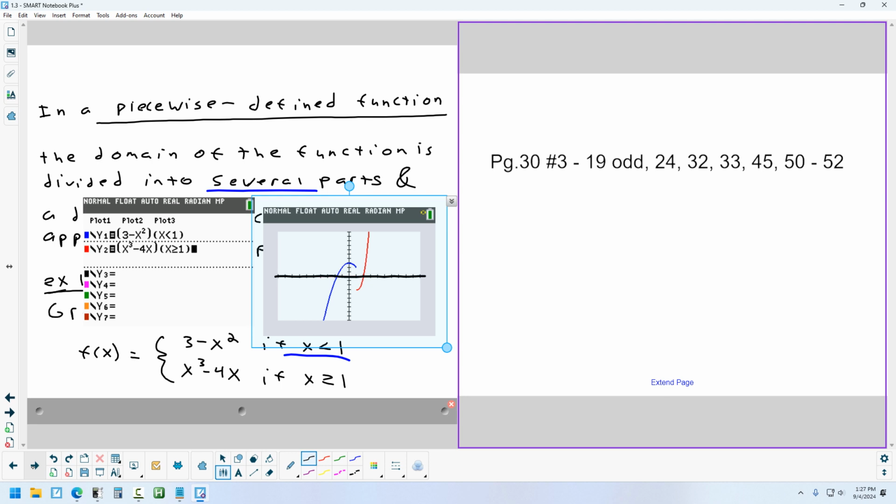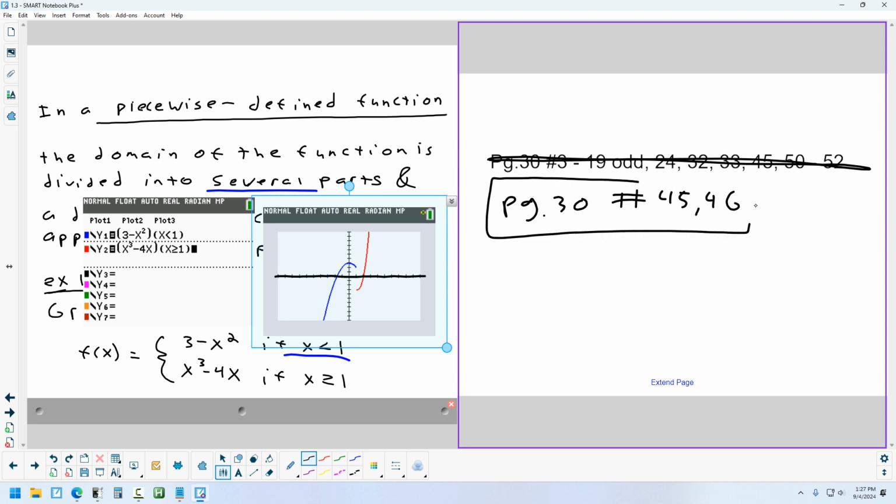All right, so you guys already did 3 through 19. You did up to there. For this part of the homework, just page 30. It's just the first part. 45 and 46. Okay, so page 30, 45, and 46.